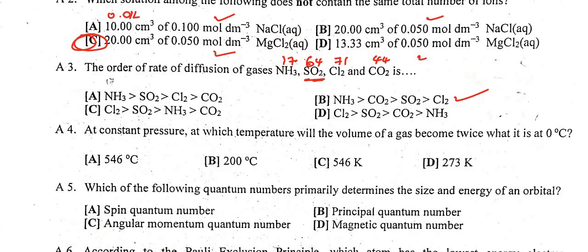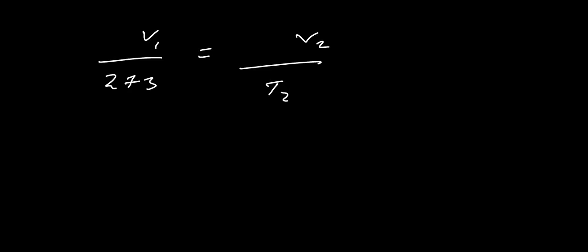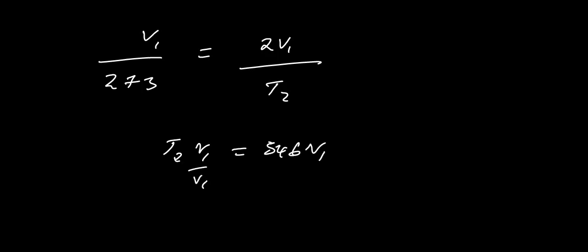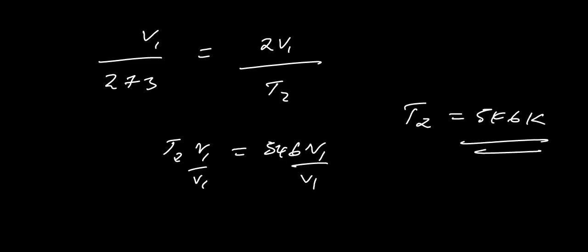Then the question they are saying, at what other temperature will the volume be twice what it was? So the volume should be twice what it was. So we're looking for T2 when the volume now here is 2 times V1 because it's now twice, right? We cross multiply. Our T2 V1 is equal to 546 V1. We can divide by the V1, meaning our T2 should be 546 kelvins.